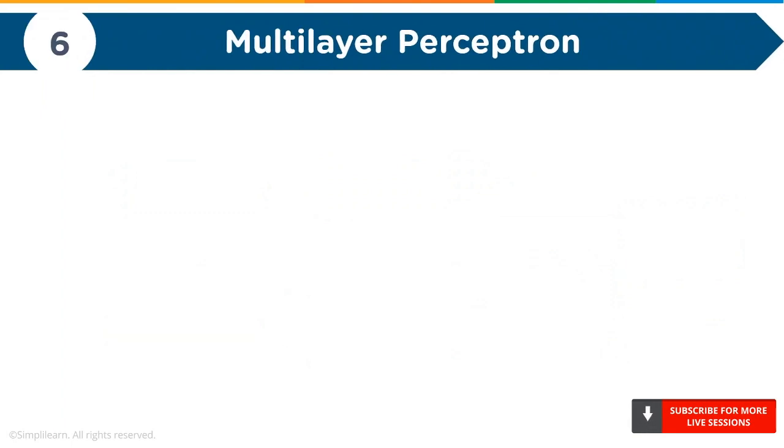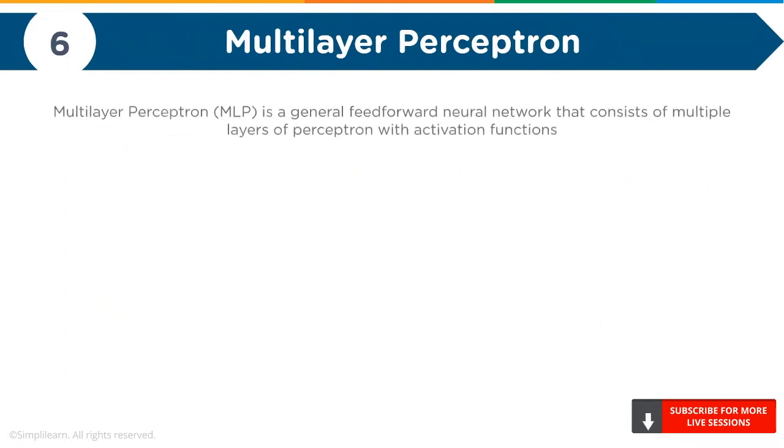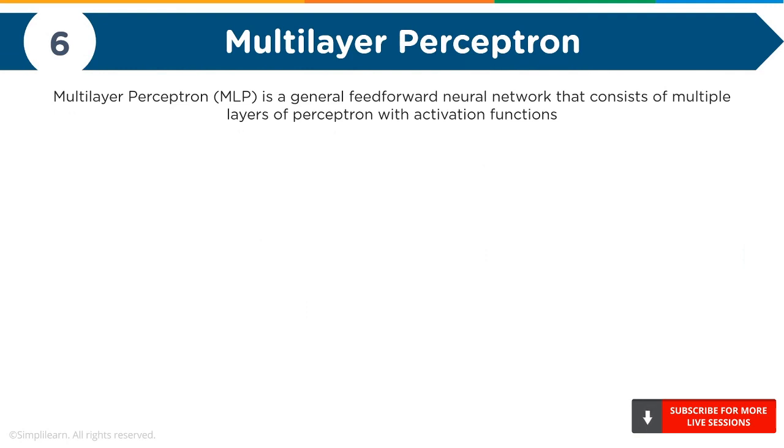Moving ahead, at number 6 we have multi-layer perceptron. The multi-layer perceptron or MLP is the hello world of deep learning, a good place to start when you are learning about deep learning. Multi-layer perceptrons belong to the class of feed-forward neural network that consists of multiple layers of perceptron with activation functions. MLPs can classify datasets that are not linearly separable. A multi-layer perceptron consists of an input layer and an output layer which are fully connected. They have the same number of input and output layers but can have multiple hidden layers.